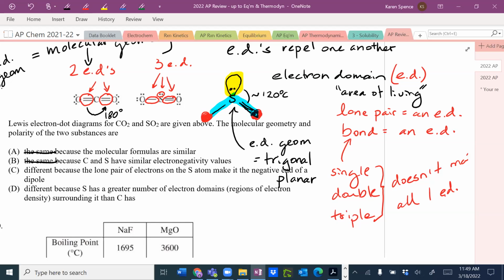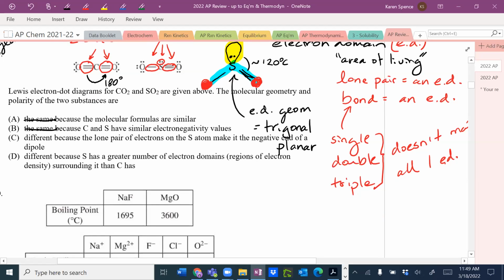Okay, so they have different geometries, because the lone pairs of S make it a negative end of the dipole. That just sounds really confusing and like it doesn't make sense, which probably means that they're just making stuff up. It is different because sulfur has a greater number of electron domains, yes, regions of electron density where the electrons live surrounding it, than carbon has. Okay, there we go.